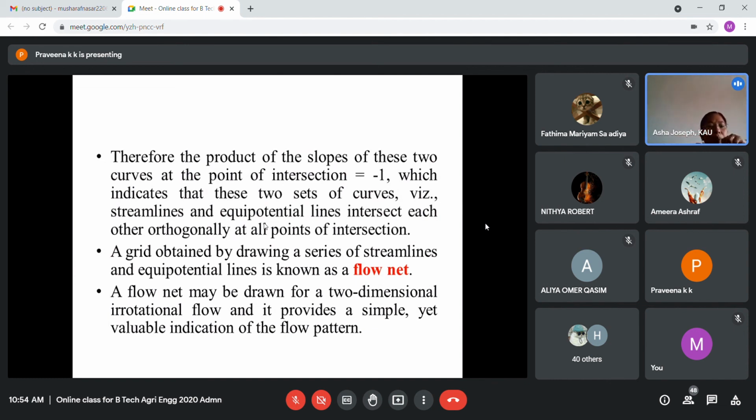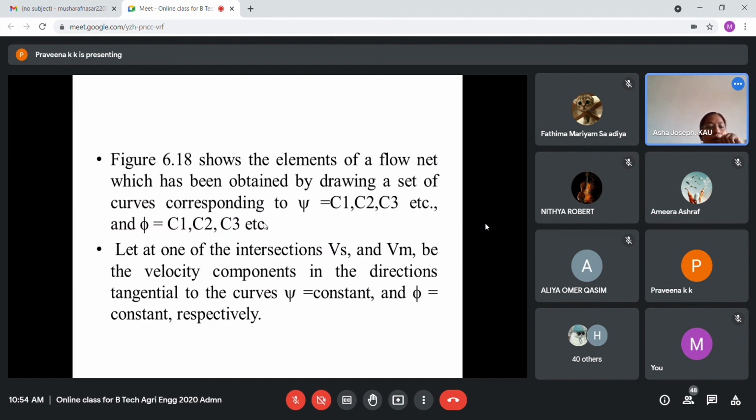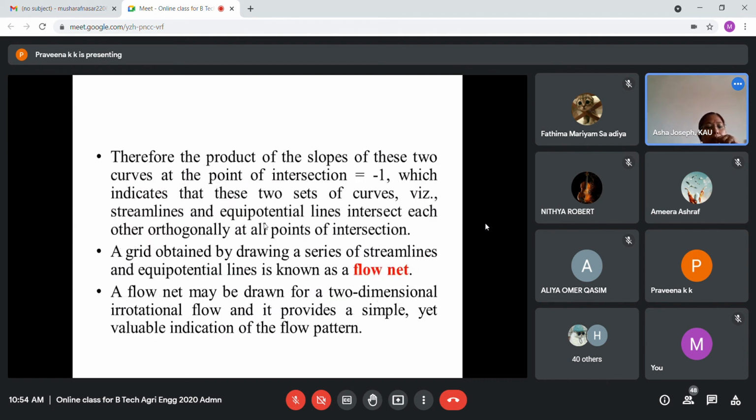A grid obtained by drawing a series of streamlines and equipotential lines is known as a flow net. Actually, this is the correct definition of flow net. Streamlines and equipotential lines intersect each other orthogonally at all points of intersection. These are all properties of a flow net.